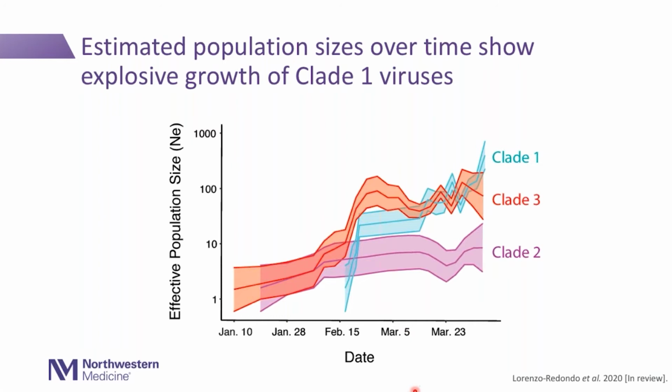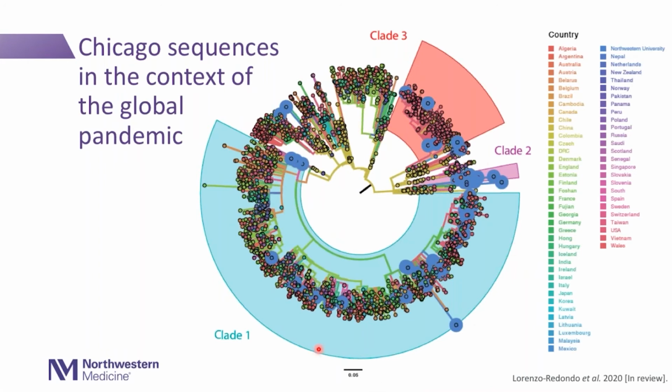So to understand this a bit further, we then took these sequences and put them together with the sequences available across the globe at that same point in time. So here we're doing the same phylogenetics, but looking at sequences available from across the globe. And what we found was that, similar to previous reports, clade 1, which was our New York representative clade, was most closely related to sequences coming out of Europe. Clade 3, which was our Washington clade, was most similar to other sequences from the West Coast. But surprisingly, our clade 2 viruses were also very heavily represented primarily here in Illinois.